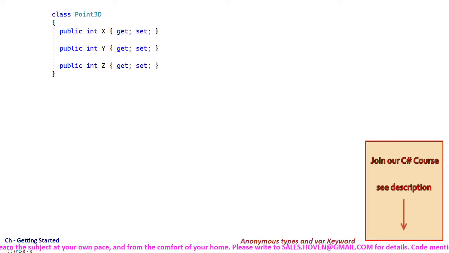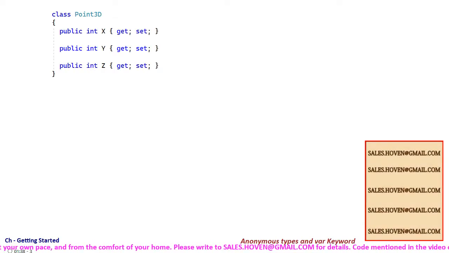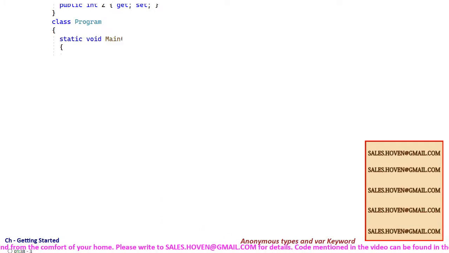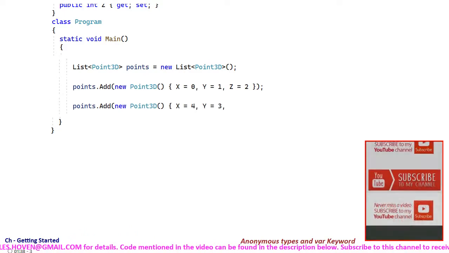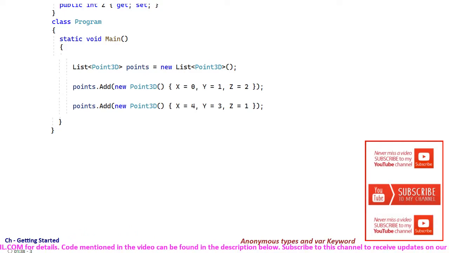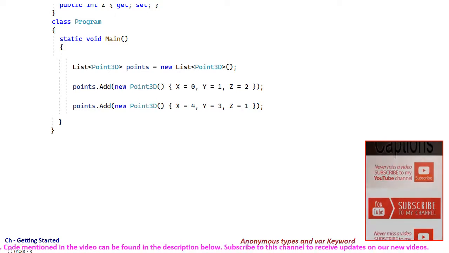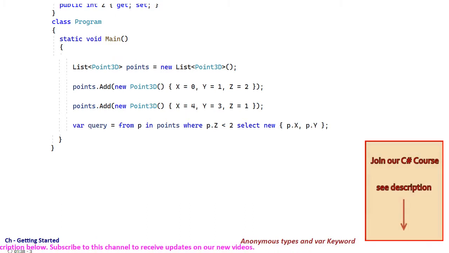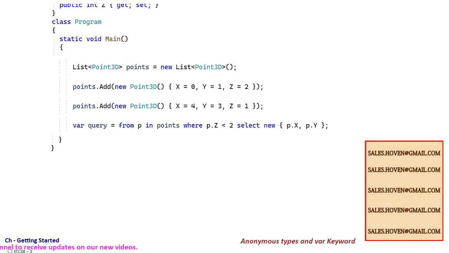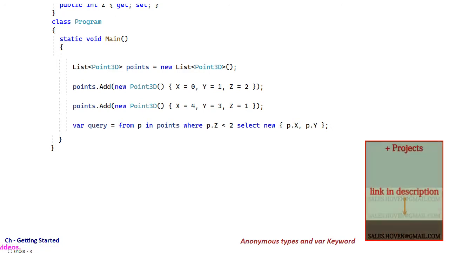Again, consider a class that contains 3 properties. Inside main, we have a collection list to hold objects of this class. Next, we add a few objects to this list. And now the list contains 2 objects. The query from p in points where p.z is less than 2, select new p.x, p.y is a LINQ query that can provide results by querying a collection as if it were a database.